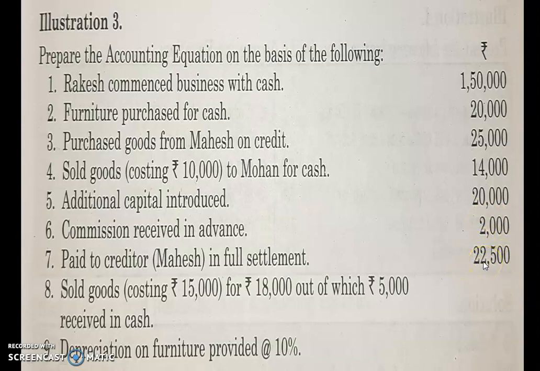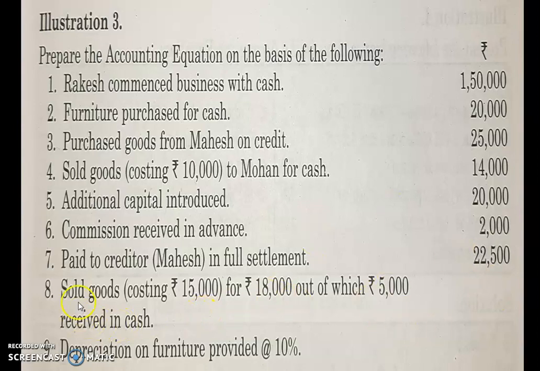That means Mahesh has given us a discount of 2,500. That means 25,000 minus 22,500, that will be 2,500, which is our discount. Okay, if discount or such things occur, you have to show that in your capital account.